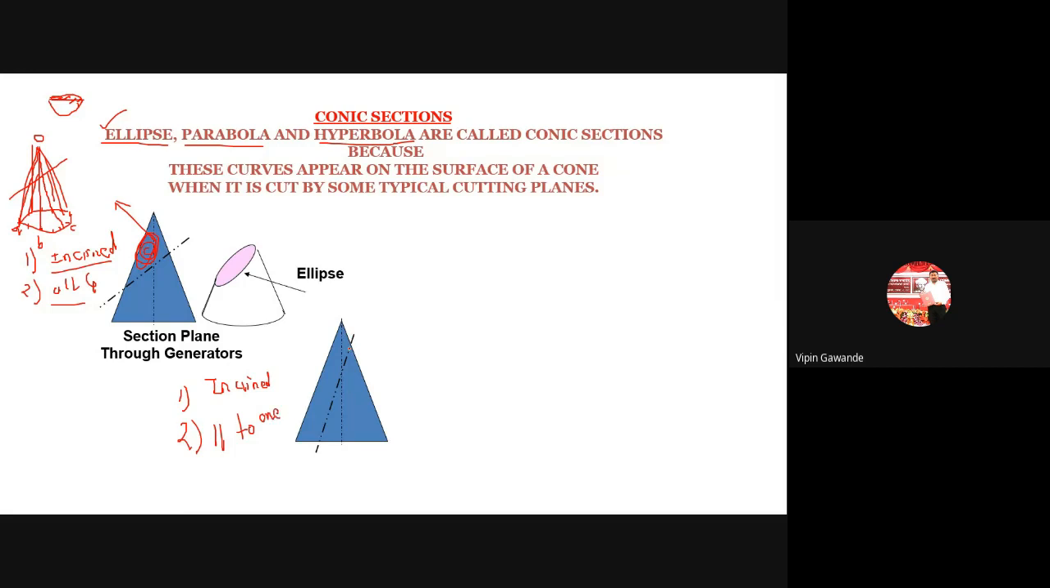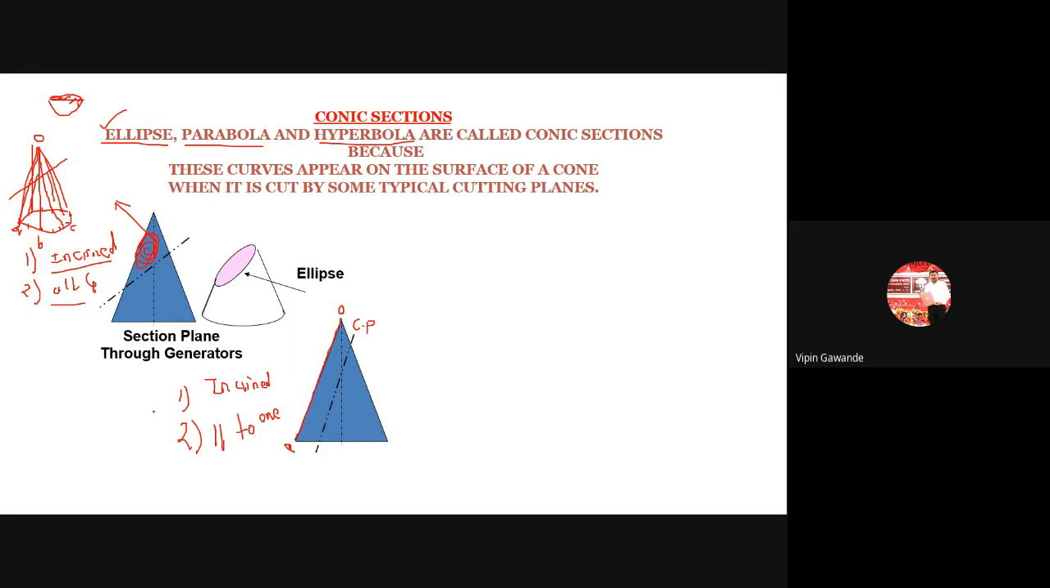So you see this cutting plane is parallel to this generator. So this is the generator. Suppose this is O and this is point A. This is parallel to the generator. This is our cutting plane, our CP, that is cutting plane. It is parallel to one of the generators.